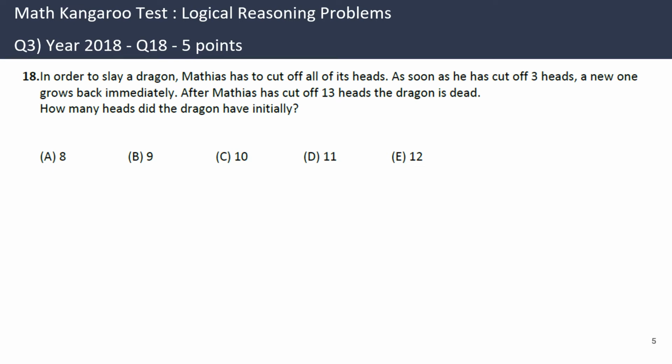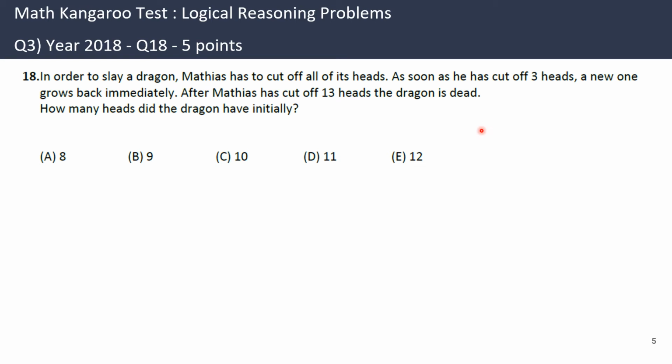The first condition which is available here is: as soon as he has cut off 3 heads, a new one grows back, which means after every third head is cut off, a new head pops up. And the dragon is dead after his 13th head is cut off. Okay, so these two numbers, if you look at it, 13 and 3, both are odd numbers.